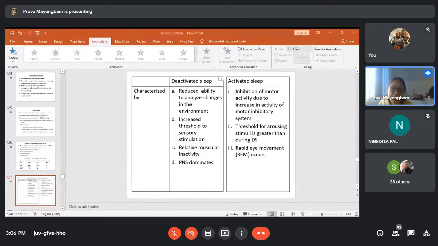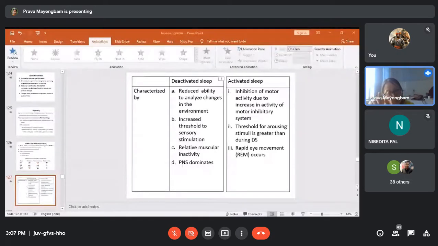And during this time, there is rapid eye movement. The rapid eye movement sleep, that we call REM sleep. During REM sleep, the eye moves very rapidly. The frequency is very, very fast, and that kind of sleep is a very deep sleep. Is it okay about the differences between activated and deactivated sleep?